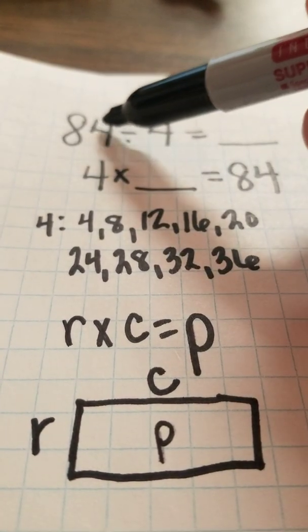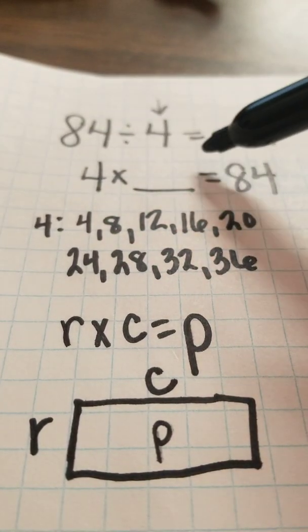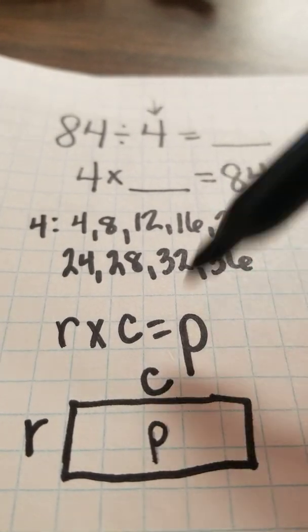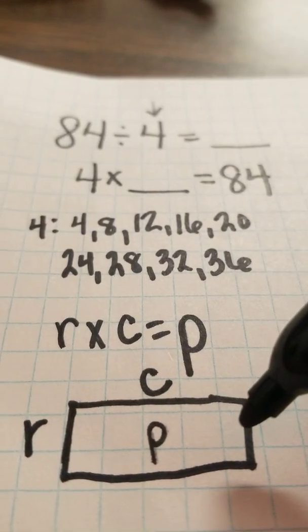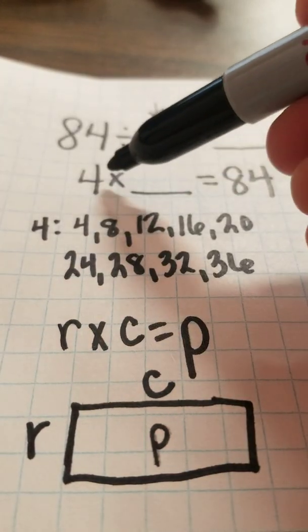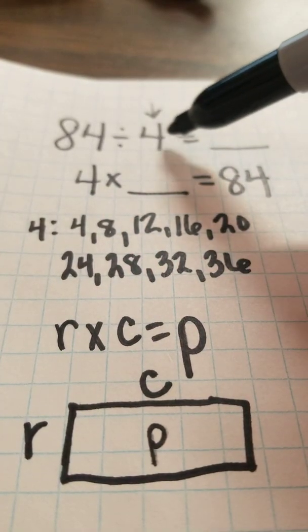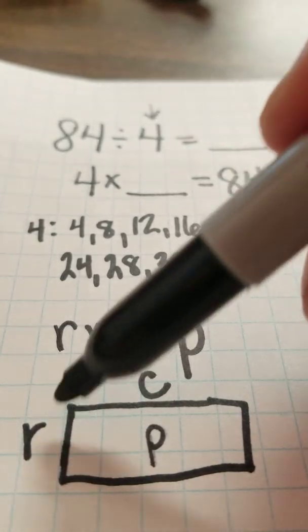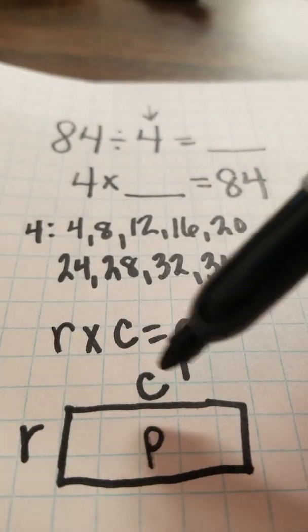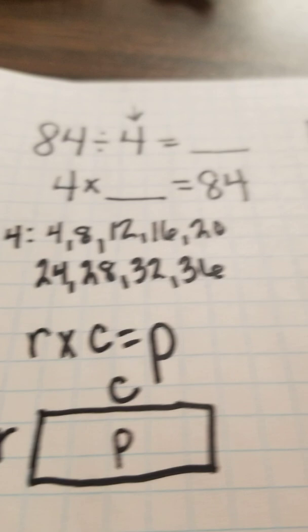So if I look back up here, and 4 times blank equals 84, 84 is my product. So 84 is going to go inside of the area model. My rows are 4, which is my divisor. It goes outside of the area model on the left, but I have no columns right now. I'm missing that factor. So let's go find our area model. So we said that our 4 number of rows, our divisor, goes on the outside. And I need to fill the inside with 84.